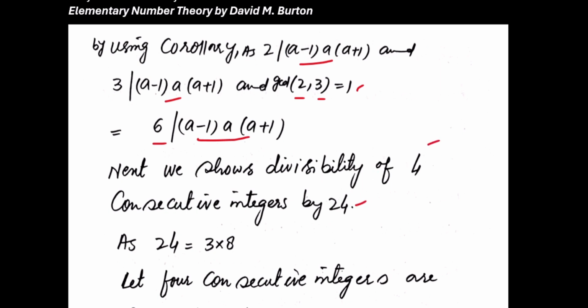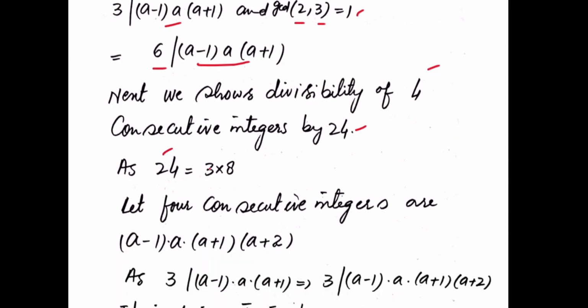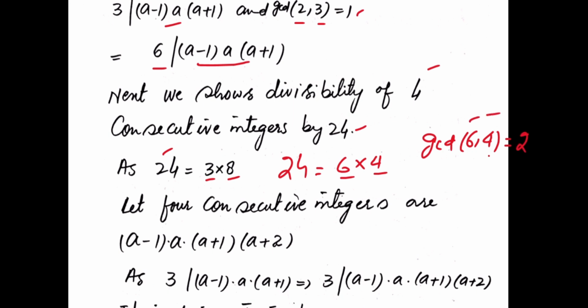So firstly, I will break 24 into a product of two integers such that their GCD should be equal to 1. Why am I not taking 24 as 6 into 4? If you break 24 into these two factors, you cannot use the corollary 2 of theorem 2.4, because that corollary says the GCD of these two factors should be equal to 1. But you can notice that the GCD of these two factors, the greatest common number that divides 6 and 4, is 2 here. So that's why I am not writing 24 as 6 into 4.